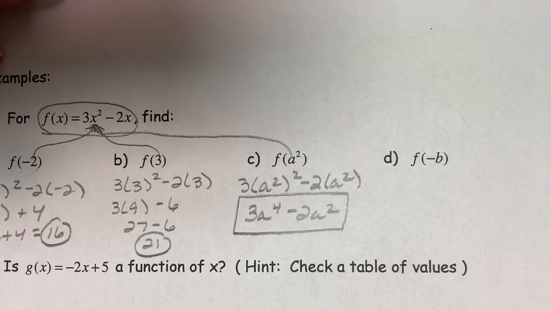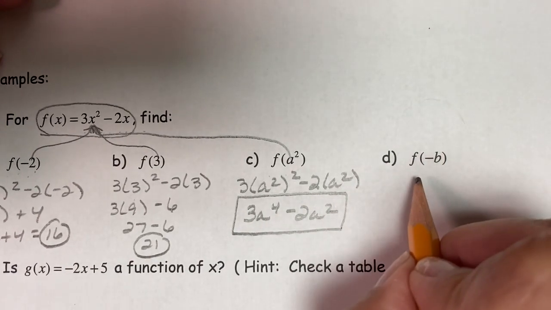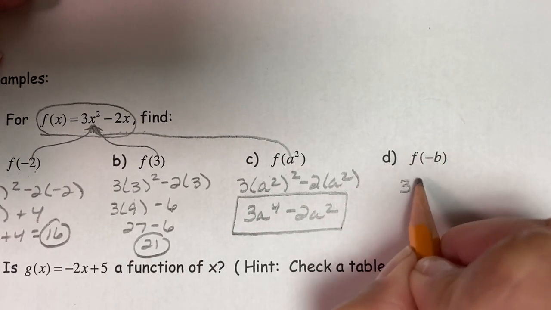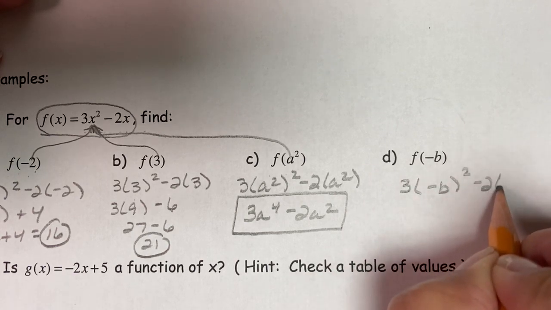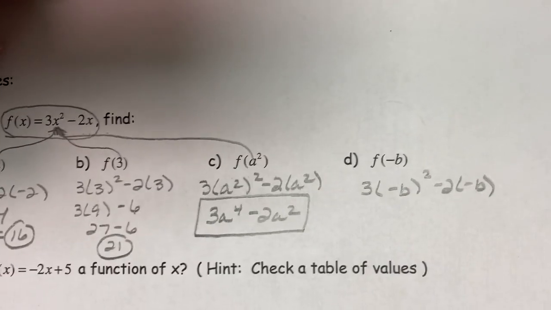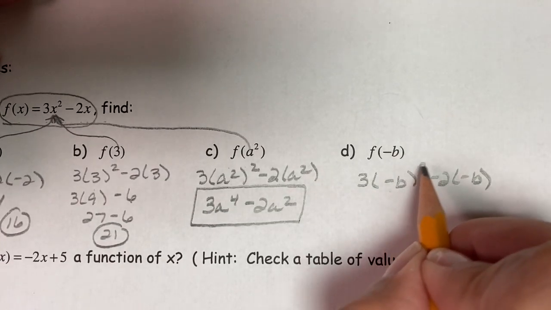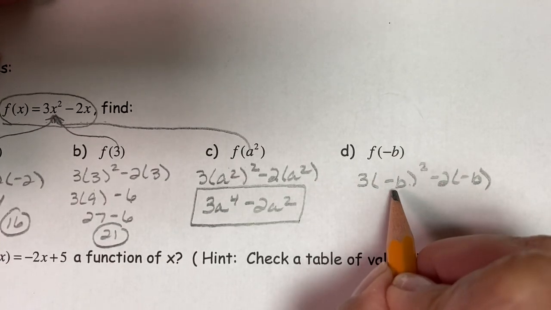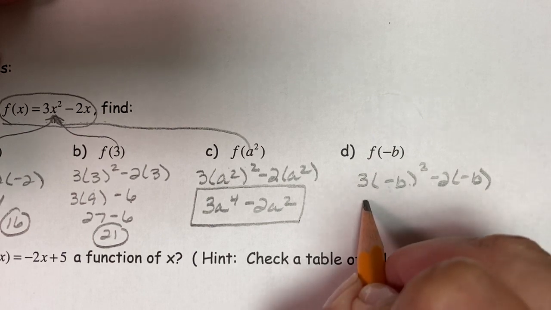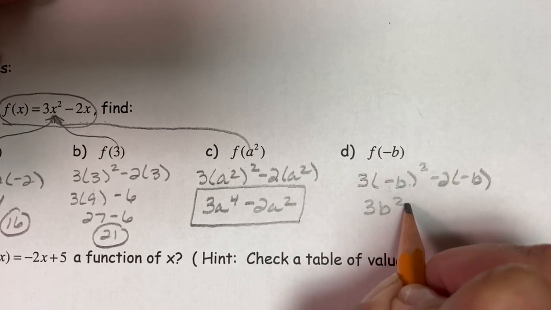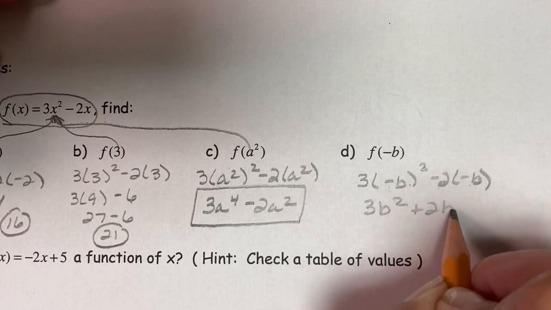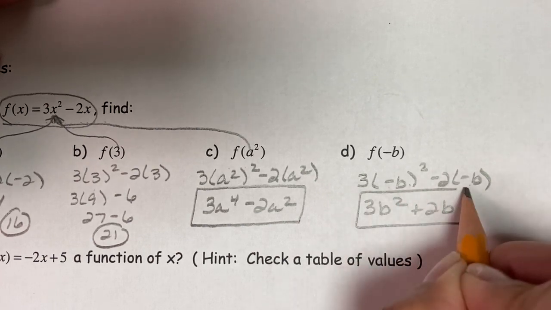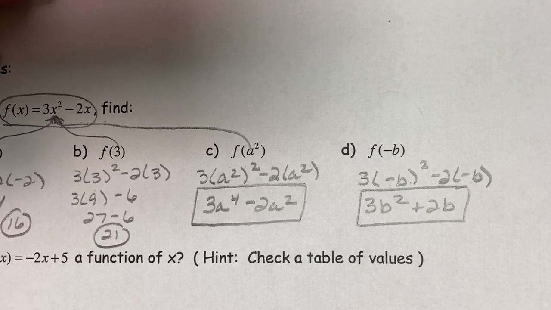F of negative b, same thing. Wherever I see an x, I'm going to put negative b. Now watch your signs. So negative b squared would be positive b squared, because that's like having a negative 1 there. So it'd be 3b squared, and then a negative here times a negative here would be plus 2b. And there you go.